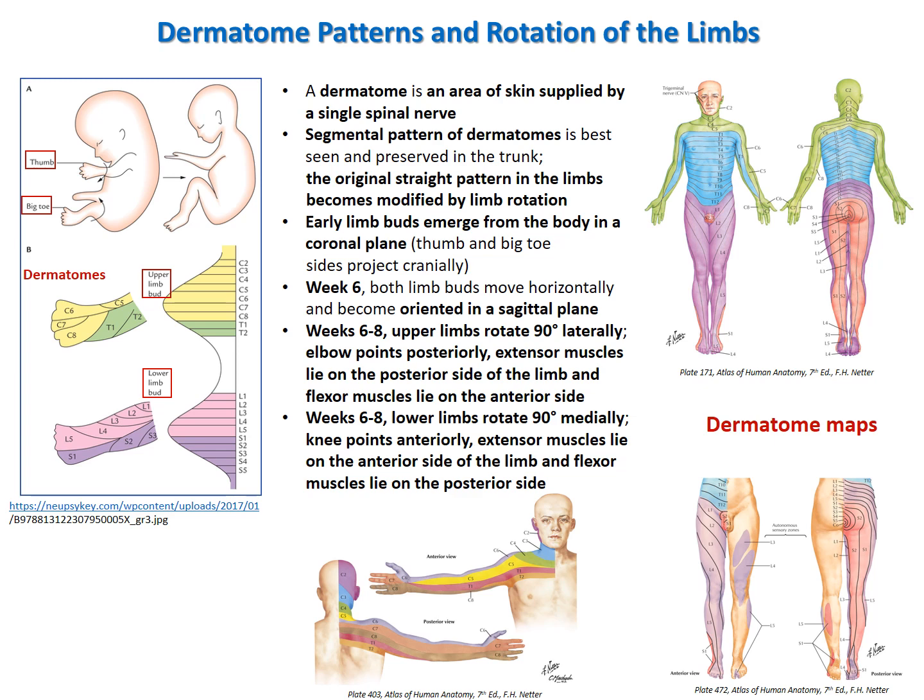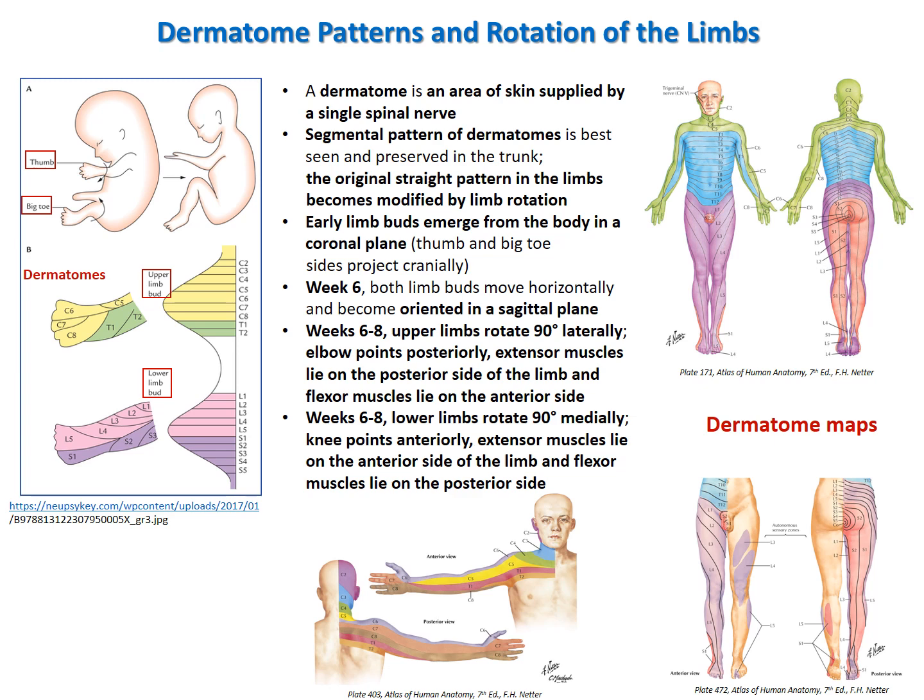Sequential segmental dermatomes can be identified from proximal to distal along the cranial border of the limbs that continue from distal to proximal on the caudal border of the limbs. During the 6th week, both limbs move horizontally to become oriented in a sagittal plane. During weeks 6 to 8, the limbs rotate 90 degrees around their long axes, but in opposite directions.